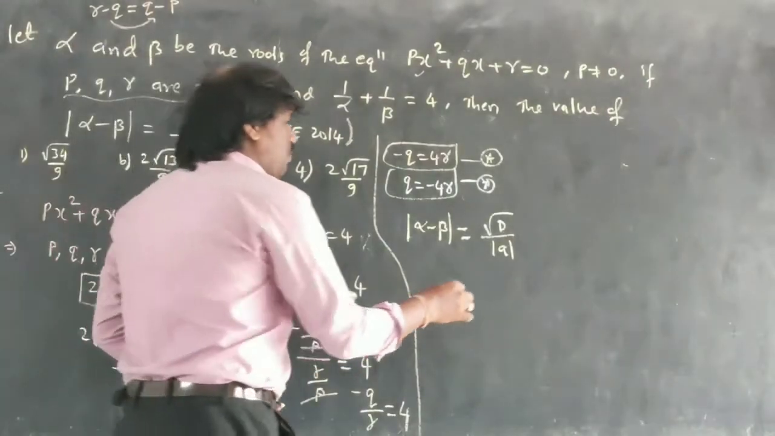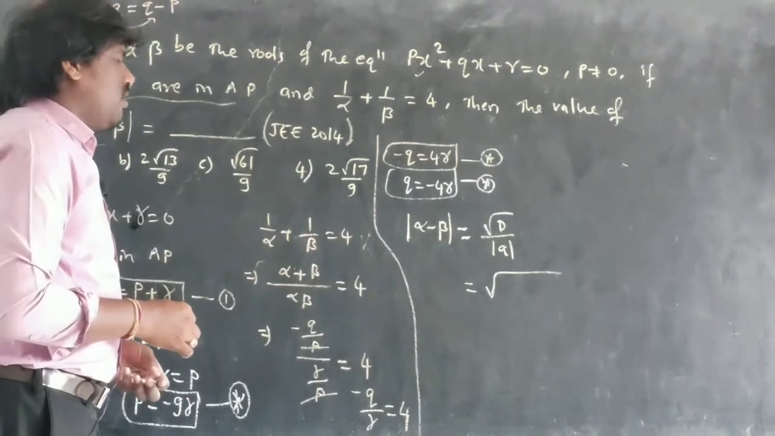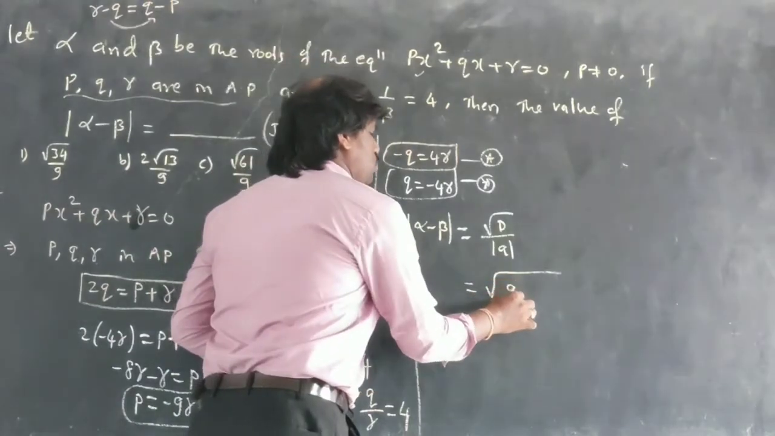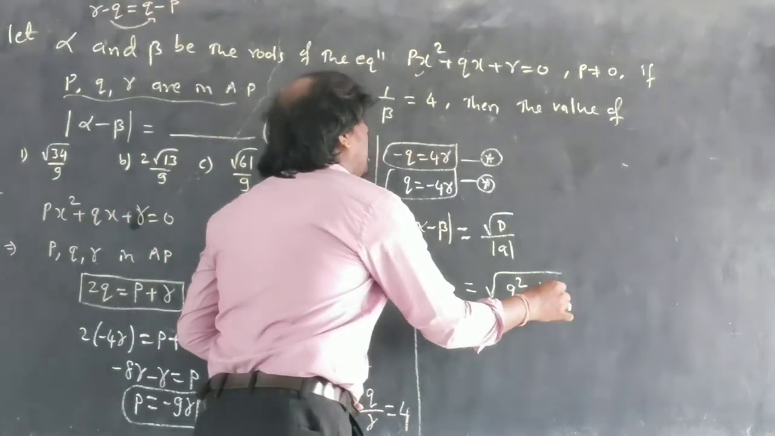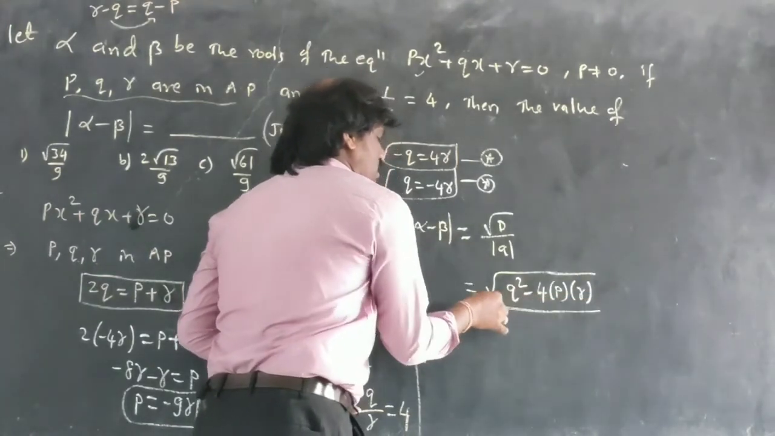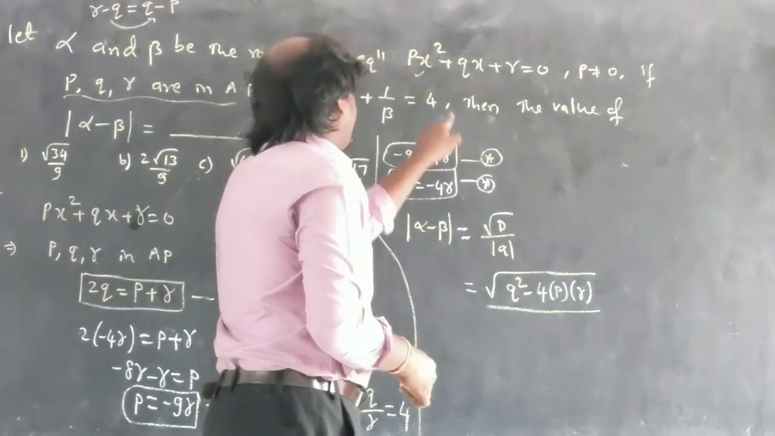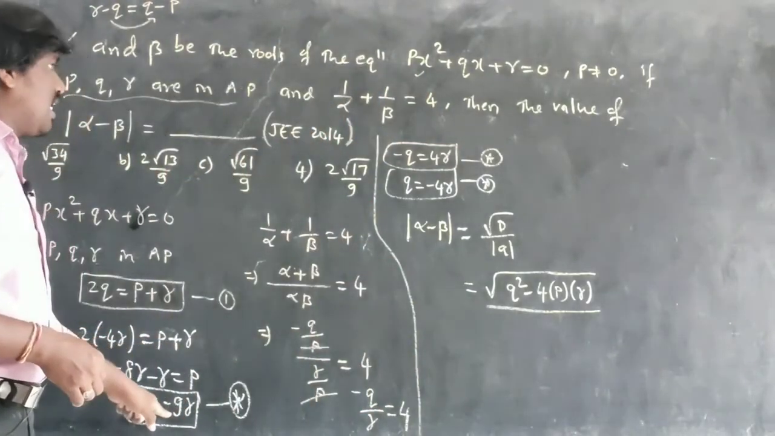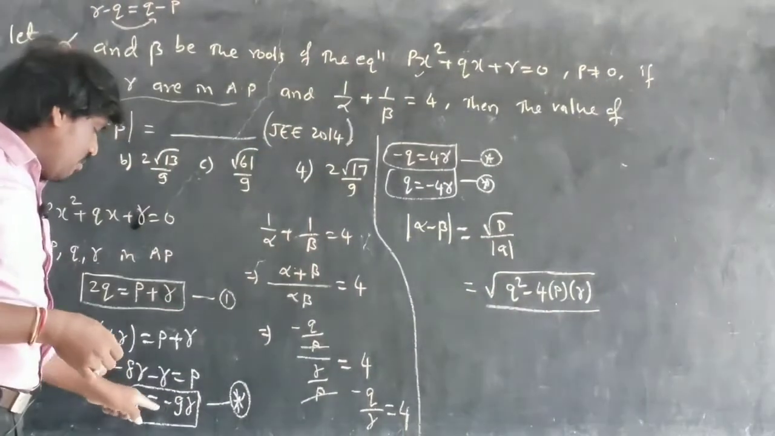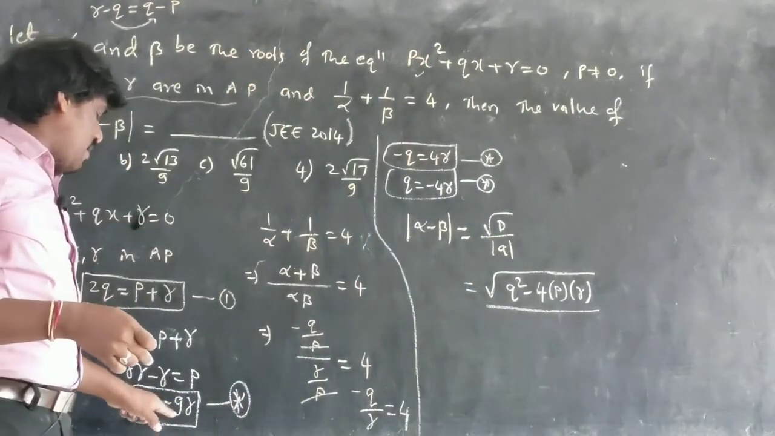So I can write the square root of the d value, b square minus 4ac. What is d here? b square minus 4ac. b square, that is q square, minus 4, a is p and c is r, divided by mod a. Mod a is what here? Mod p. This is the p value. So the p value I have here is minus 9r. That is the reason the leading coefficient is used in the modulus: I am getting mod a as p, but the p value is minus 9r.